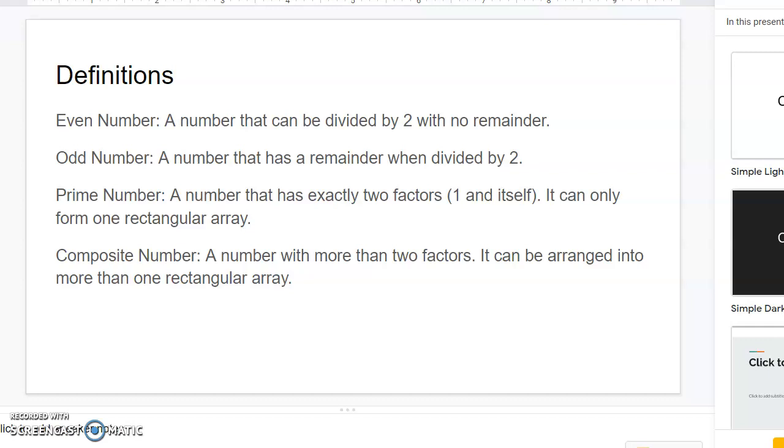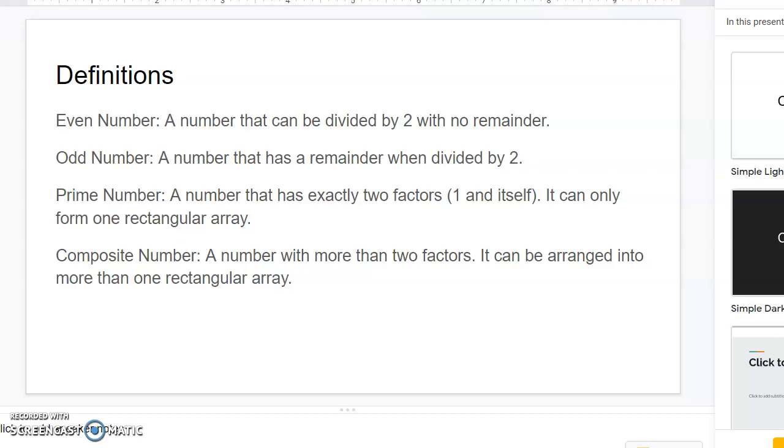An even number is a number that can be divided by 2 with no remainder. So for example, 10 can be divided by 2. We know that it's 5. 16 can be divided by 2. We know that it's 8. There's no remainder. It's just a simple number. An odd number is a number that has a remainder when divided by 2. So if I divide 5 divided by 2, I get 2.5. So that has a remainder.